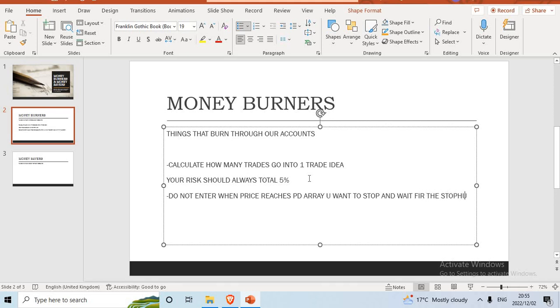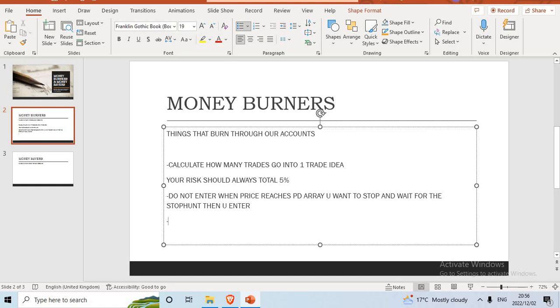This is a huge money burner if you're trading ICT methods. This should be a great one. So do not enter when price reaches the PD array. You want to stop and wait for the stop hunt, then you enter. These are great rules. These are rules that I use basically to fix my own trading. Everything I put here is what worked for me. This is not advice that you'll get anywhere else besides here, because it's personal.